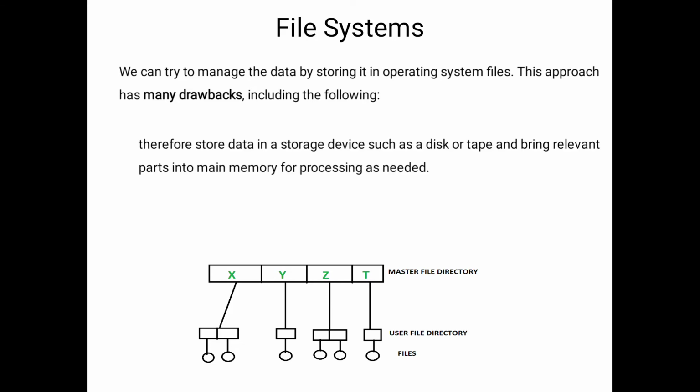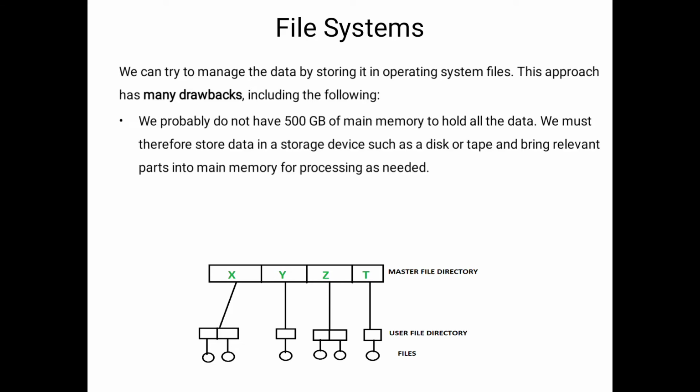So here, what are the drawbacks? We probably do not have 500 GB of main memory to hold all the data. Actually, we do not have 500 GB of main memory to hold all the data. In the scenario we saw that 500 GB of data is available with the company, and the drawback of the file system is that we do not have 500 GB of main memory to hold all the data.